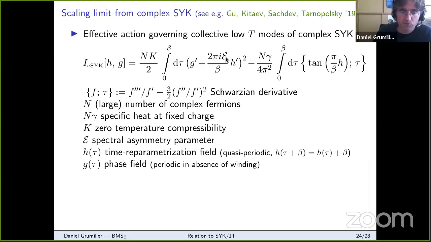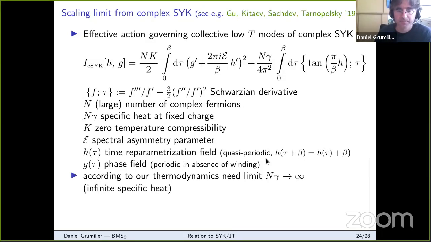Epsilon is a spectral symmetry parameter. H of tau is the time reparameterization field, which is quasi-periodic. So this is the field you have also in the SYK model. And G of tau is the phase field, which is periodic in the absence of winding. For our purposes, you can assume it's periodic.